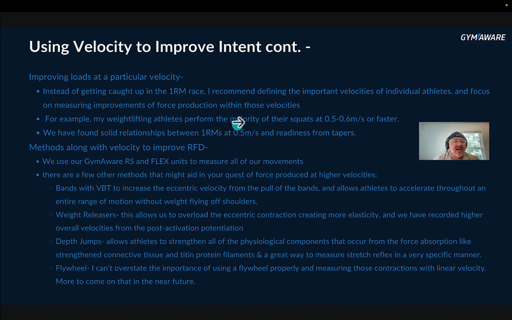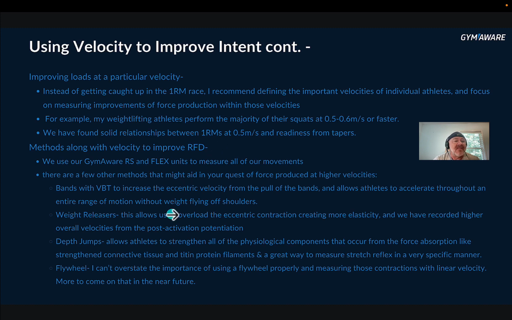So we have found solid relationships between 1RMs at 0.5 or faster, and it shows the readiness from tapers. So you'll see us measuring a squat at 0.5 meters per second, a front squat normally, the week of a big meet. With Ryan, if you go to Mathlete Performance Instagram, you'll see that's exactly what we did in this past competition where he won gold in Cuba.